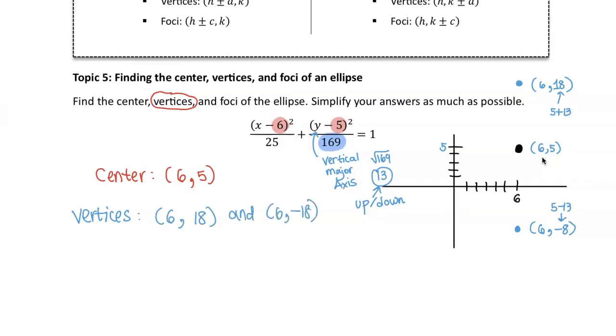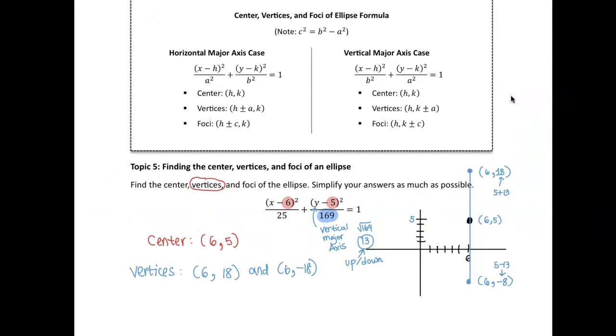They weren't asking for the co-vertices, which we could definitely find by using this 25 under the fraction for x, but they just want vertices, so we'll only talk about the major axis, okay? Now let's find the final part, the foci. Now for that one, I will ask you to use that formula right here. It's hard to just graph the foci without having these formulas. So right now we're looking at a vertical major axis case because we went 13 up, 13 down. This 169 was bigger than 25.